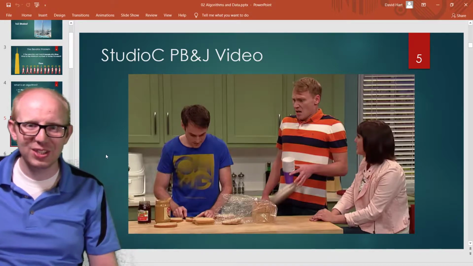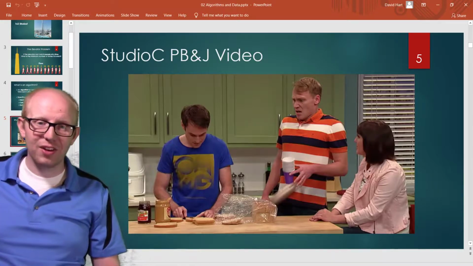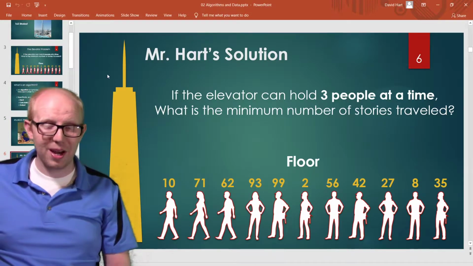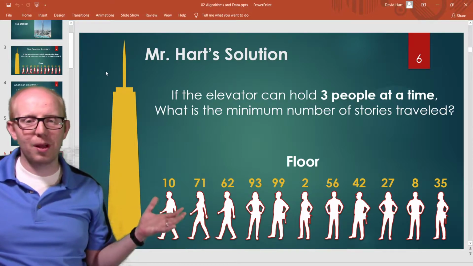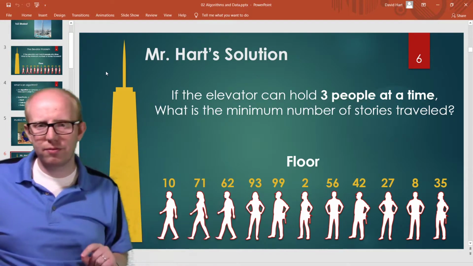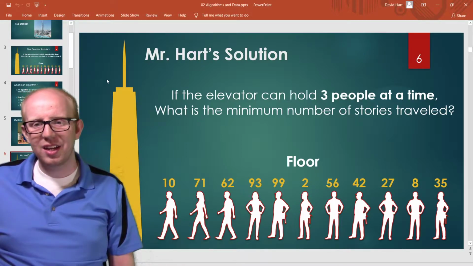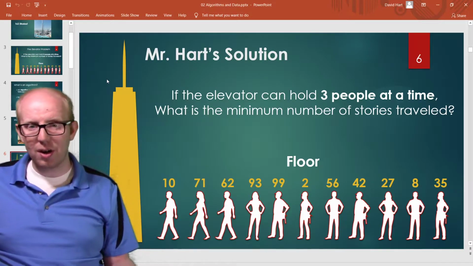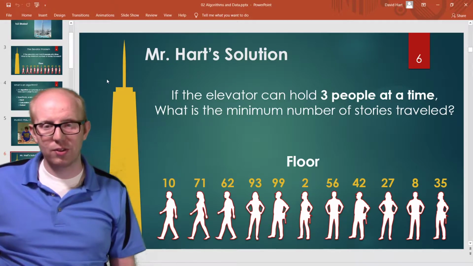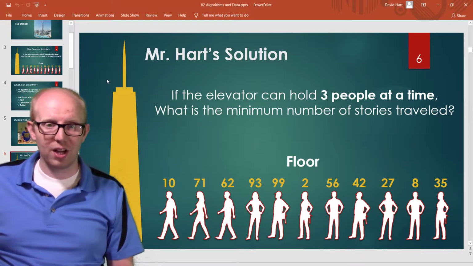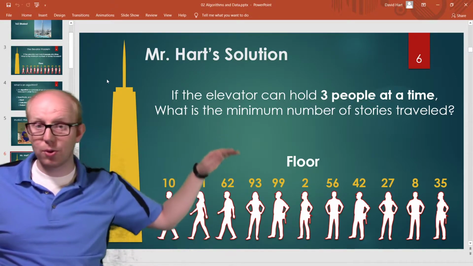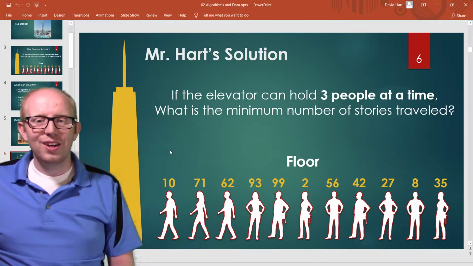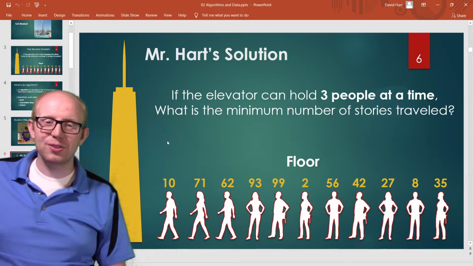So let's go ahead and look at the elevator problem. This one does happen to have a best algorithm, and that's what we want to go through right now. As a reminder, our elevator problem was that all these people have to get to different floors, but there's only one elevator in this building, and it can only hold 3 people at a time. How do you send the people up in the elevator so that it doesn't have to travel super far and doesn't take a whole lot of time? What's the minimum number of stories you have to travel to get everyone where they need to go?